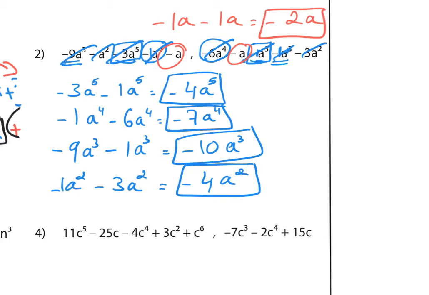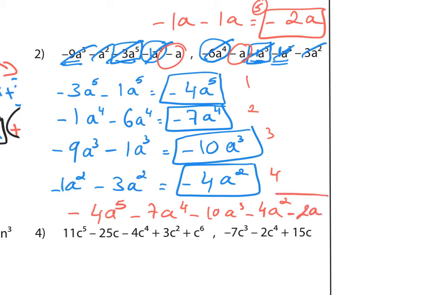Now I want to write all this in one answer, right? Again, this is the first answer, that's the second answer, that's the third answer, that's the fourth answer, and that's going to be the fifth answer, right? So the answer will be negative 4a to the fifth minus 7a to the fourth minus 10a to the third minus 4a to the second, and the last one, which is negative 2a. Wait. Let me just write this one again clearly here. That's going to be negative 2a. And as you can see, that's going to be the answer, right?